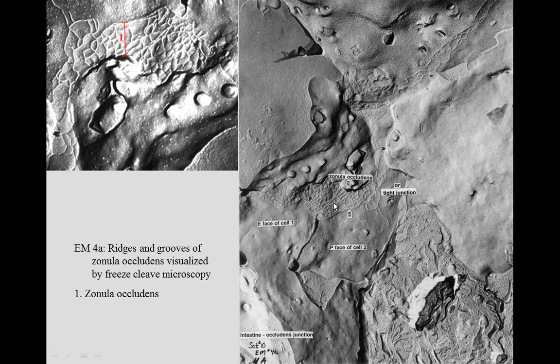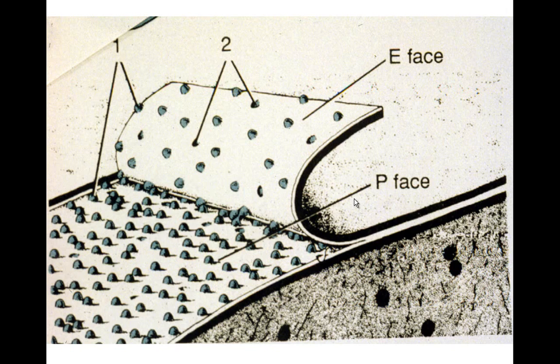Now, the zona occludens prevents things from going through because there is a welding of the two cells together. And here we see one cell there and another cell here, and we see this network-like connectivity between the two. And that brings us to the E and P phase.